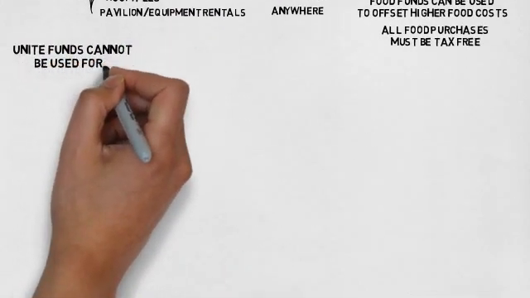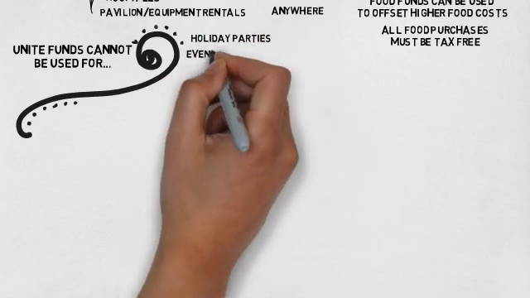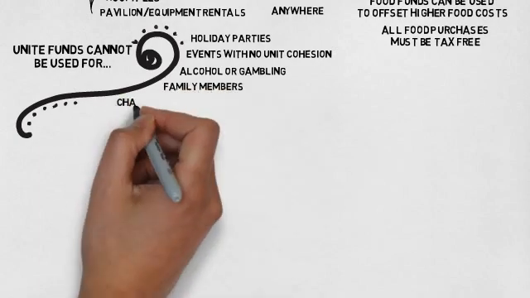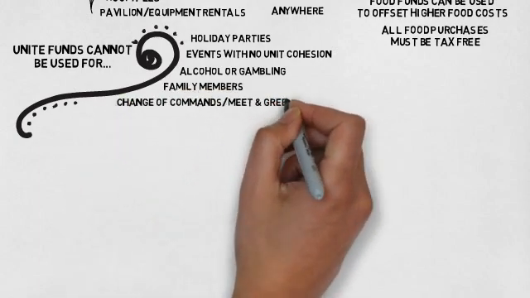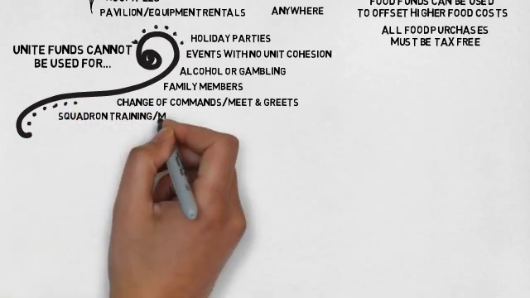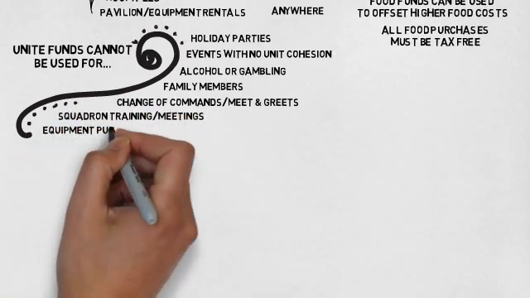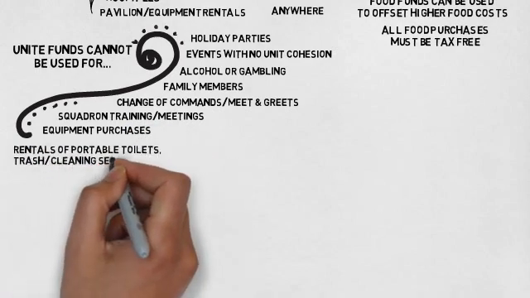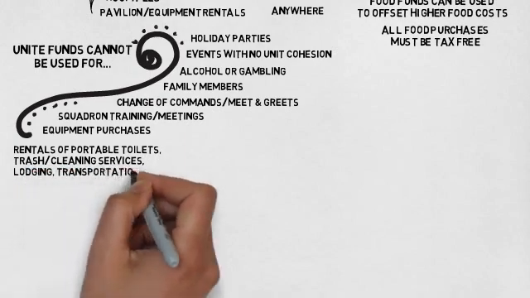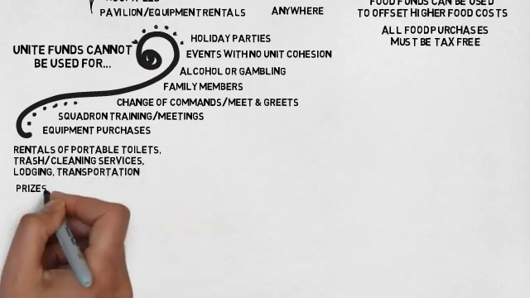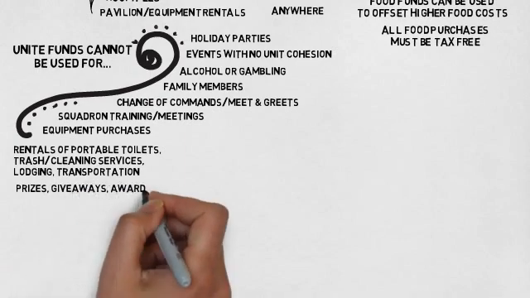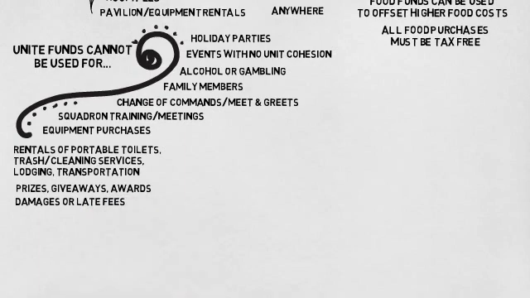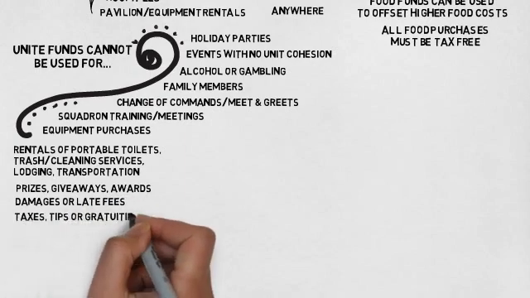Unite funds cannot be used for holiday parties, events with no unit cohesion, alcohol or gambling, family members, change of commands and meet and greets, squadron training or meetings, equipment purchases, rentals of portable toilets, trash or cleaning services, lodging or transportation, prizes, giveaways, awards, damages or late fees, or taxes, tips, or gratuity.